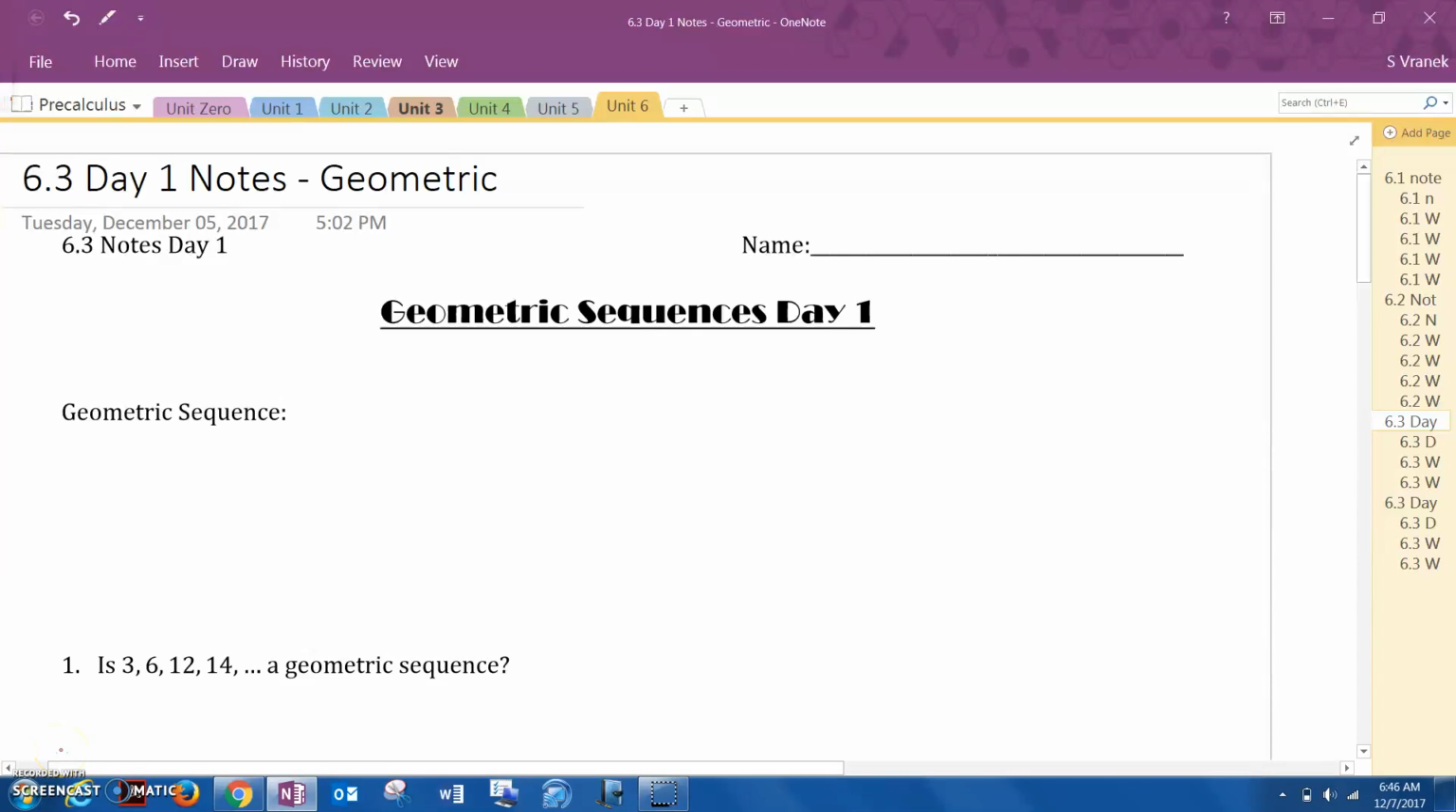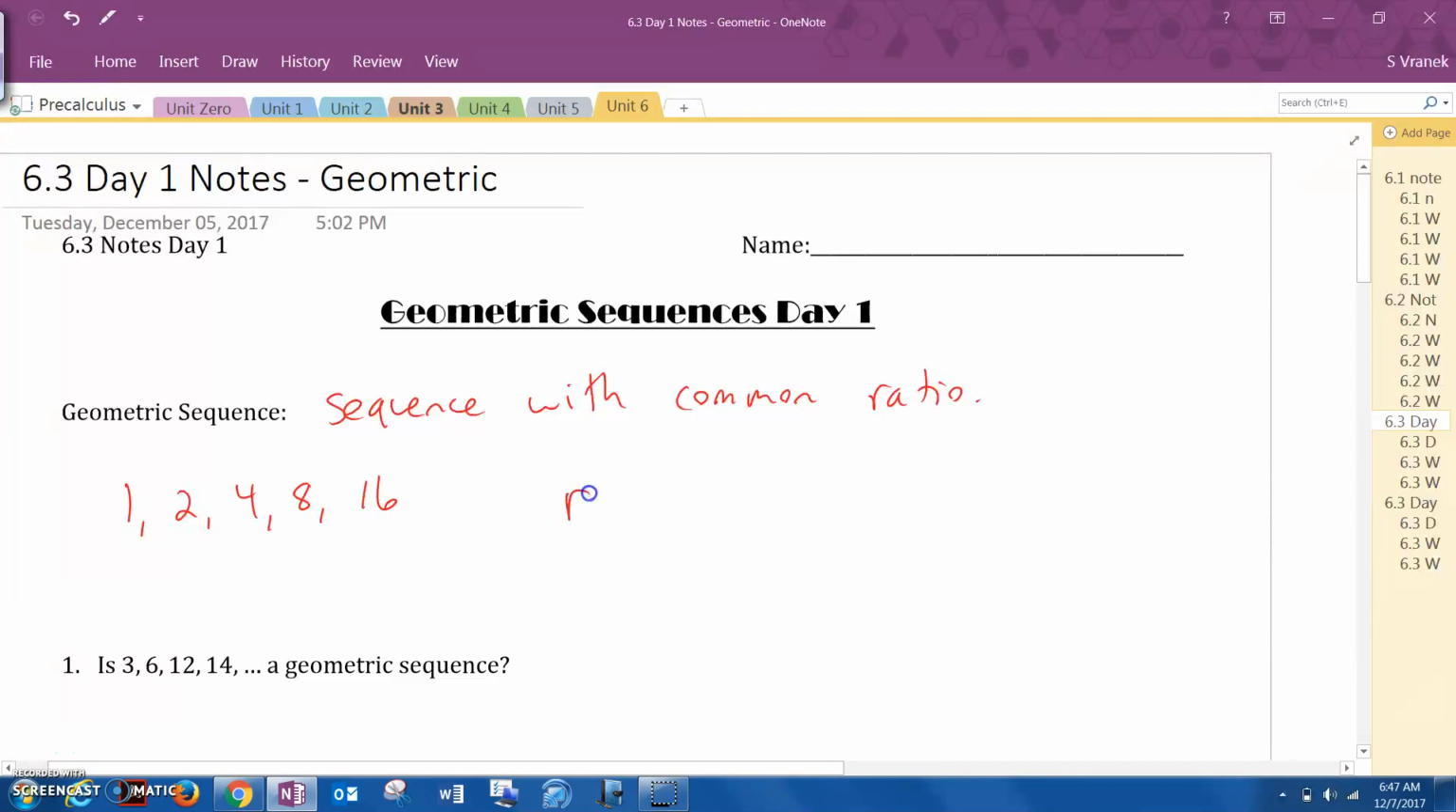Alright class, today we're doing geometric sequences. Where arithmetic had a common difference, a geometric sequence is a sequence with a common ratio. And what that means is the terms go up by multiples. So if I have this sequence here, 1, 2, 4, 8, 16, hopefully you guys notice that every time I'm multiplying the next term by 2. So my ratio would be 2.